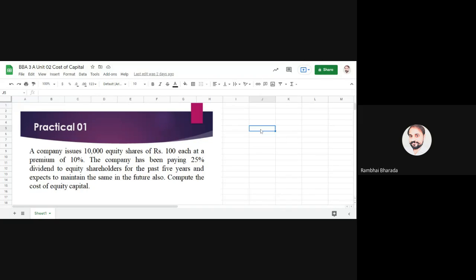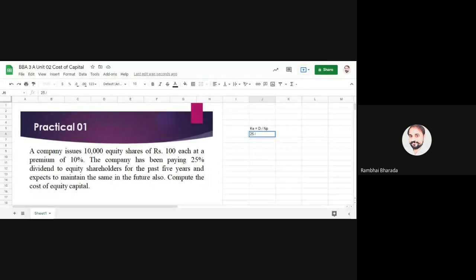So first of all, write down the formula. KE is equal to D upon NP. Okay. D, we have to find out how many percentage? 25%. So here 25% of face value, and face value is 100. So how many rupees? 25 rupees. Are we clear about 25? 25% of 100, 25 rupees.